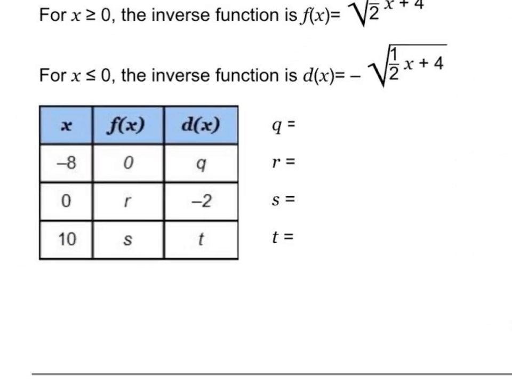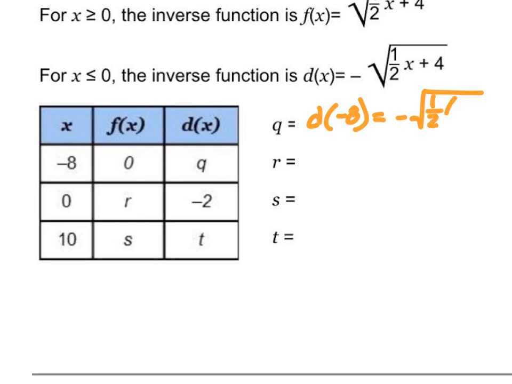In order to find q, I need to find d of negative 8, which is going to give me negative square root of 1/2 times negative 8 plus 4. Here, 1/2 times negative 8 is negative 4. So I've got negative 4 plus 4, and that gives me the square root of 0, which is just 0. So q is equal to 0.